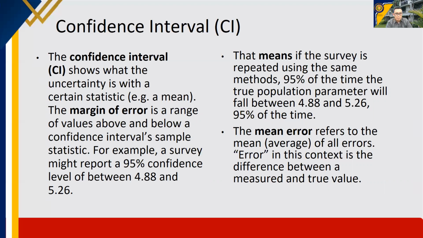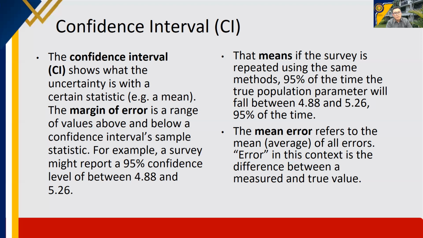For example, a mean. The margin of error is a range of values above and below a confidence interval's sample statistic. For example, a survey might report a 95% confidence interval of between 4.88 and 5.26. That means if the survey is repeated using the same methods, 95% of the time, the true population parameter will fall between 4.88 and 5.26.